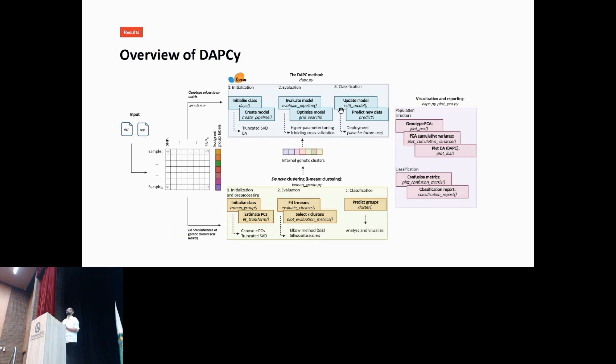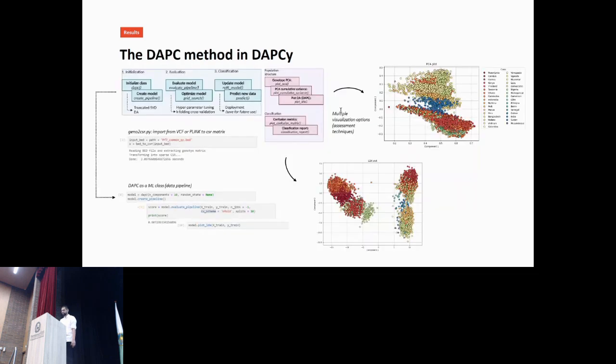As I mentioned, DAPCy was developed as a scikit-learn machine learning model. Here, DAPCy reads genomic data in the format of BCF files or PLINK formats and transforms the genotype values into a compressed sparse representation. The DAPC method and the k-means clustering are designed as machine learning modules, and DAPCy, beyond that, offers visualization and reporting functions to observe the genetic clusters and also to assess the model performance of the DAPC method.